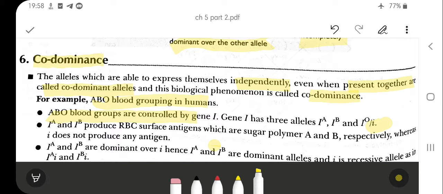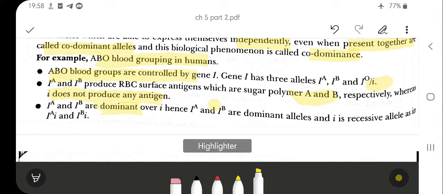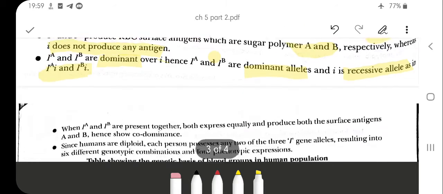They said that IA and IB produce RBC surface antigen, which are sugar polymers of A and B respectively, whereas i does not produce any antigen. So IA and IB are dominant over the small i. Hence A and B are dominant alleles and small i is a recessive allele. For example, when they are in the heterozygous form, they are known as A and B blood group only, because A and B are dominant, so the name is given as A and B blood group.